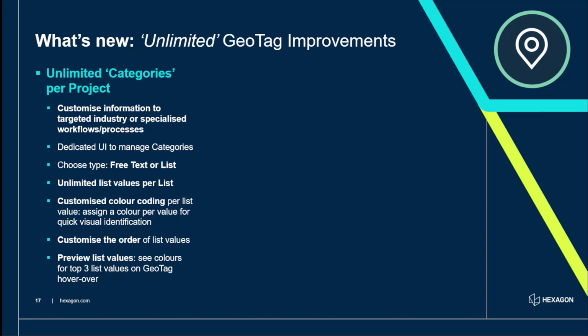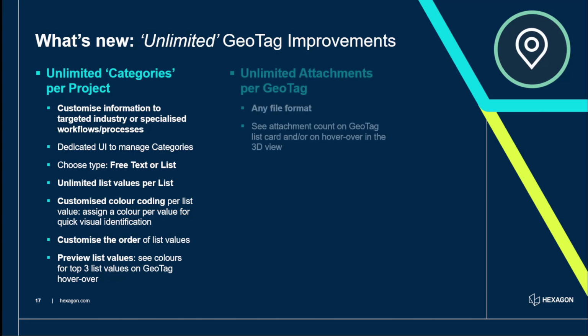You can fully customize all your coding, and you can customize the order of your list values, and you can preview those list values. So you'll see the colors of the top 3 list values when you hover over a GeoTag. So, if it is as simple as something like red, amber, green, for example, you'll see those and you'll be able to see that information.